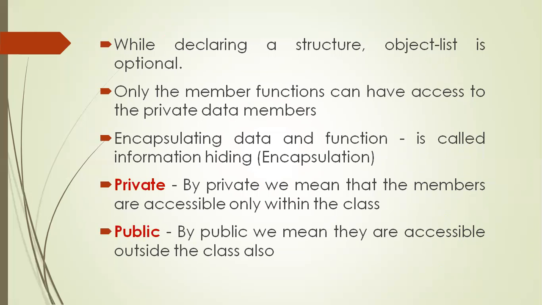If any member is declared as private, that member is accessible only within the class. You cannot access the private member outside the class. But if you declare the members as public, you can access them both inside the class as well as outside the class. So in the program, depending on your application, the members you want to be accessible only within the class, you make private. But some members I want to access outside the class also. Such members, you make public.